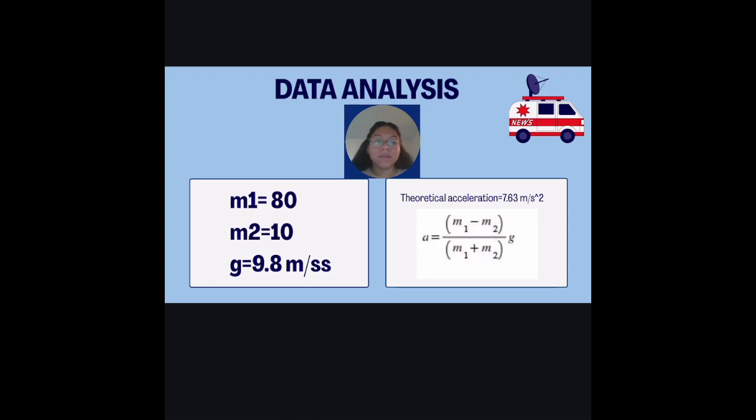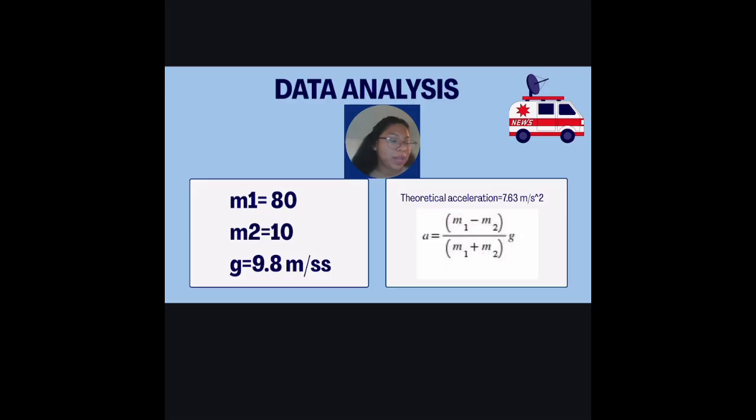So to start off this lab, we first found the theoretical acceleration before we connected our graph or anything. So we picked our masses, which was mass 1, which is 80, and mass 2, which is 10, and then our gravity, which is 9.8 meters per second squared. And then to find our theoretical acceleration, we use the formula acceleration equals m1 minus m2 divided by m1 plus m2 times gravity.